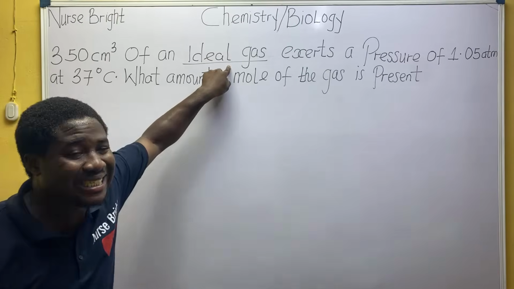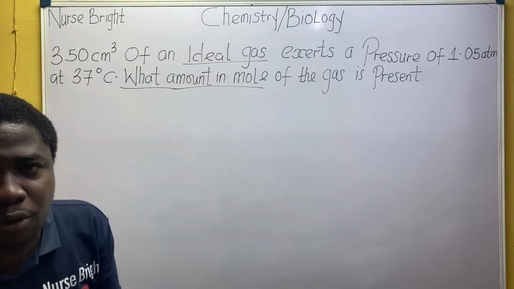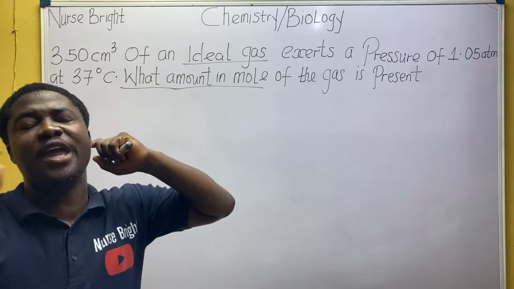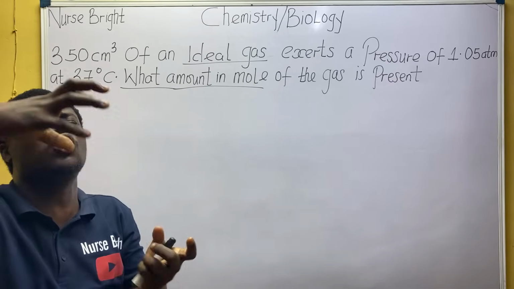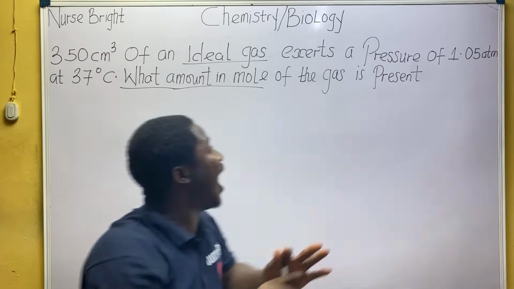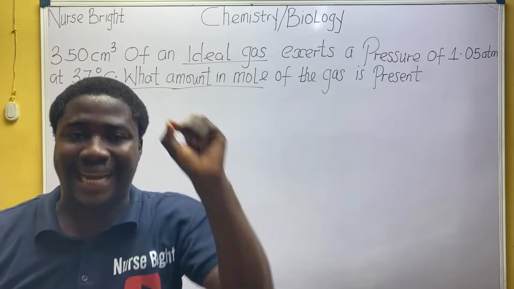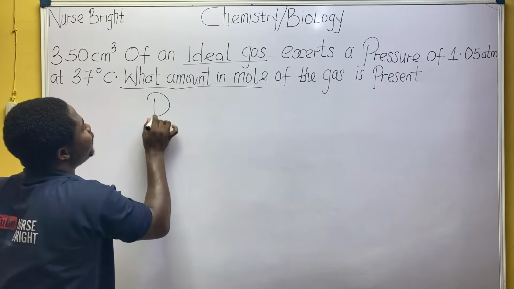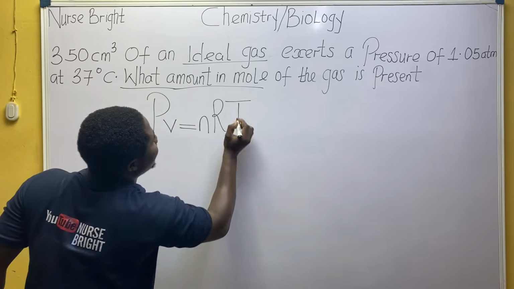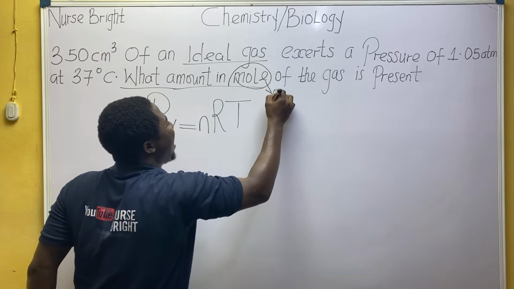Whenever you see ideal gas and they ask what amount in mole, they might not put what amount. They will just say calculate the mole, or calculate the number of moles. If you see ideal gas, just know that they want you to use your ideal gas equation that says PV is equal to nRT. So basically, it is what amount in mole, and this mole is your small n.